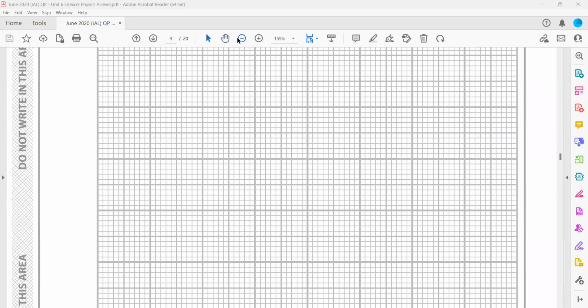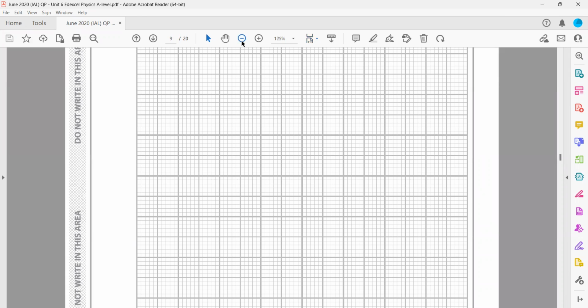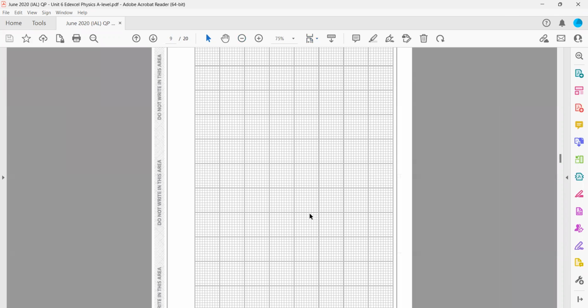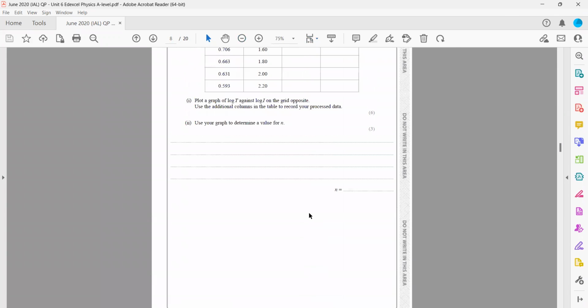So I'm not plotting the graph here, as I expect you to plot this. After plotting the graph, you will find the gradient, and the gradient will be equal to n, because we already worked out that the gradient value for this graph should equal n. So whatever value of gradient you get, that will be the same as the value of n.